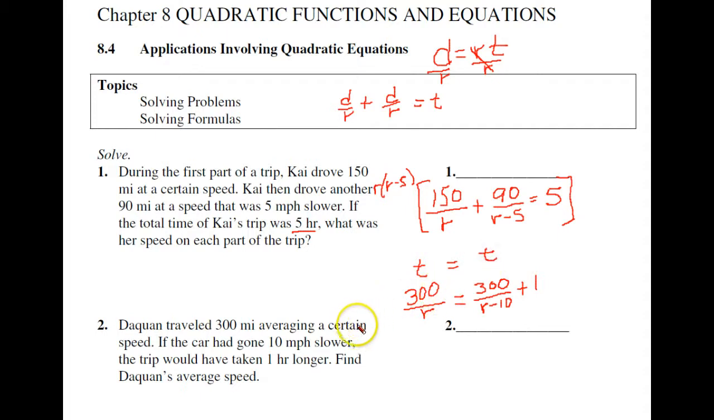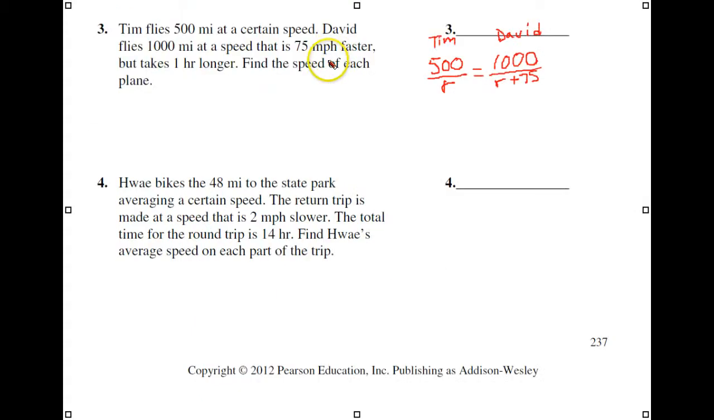So for the second example, this is the formula. So this is distance divided by rate, a certain amount of time, distance divided by a slower rate, plus 1, so the times are equal. And again, you're going to multiply both sides by the lowest common denominator, r minus 10 times r.